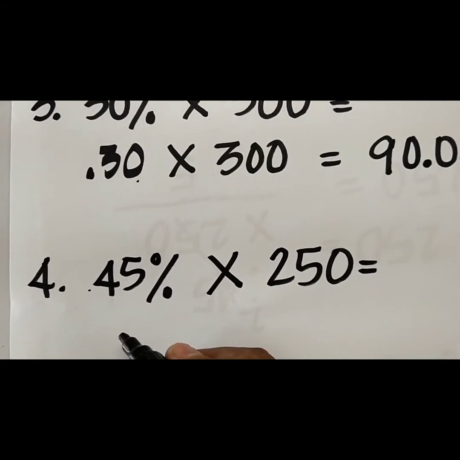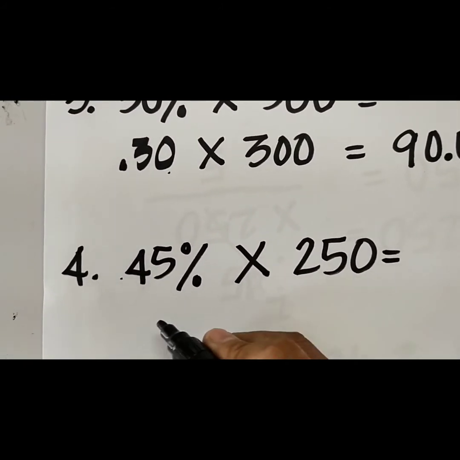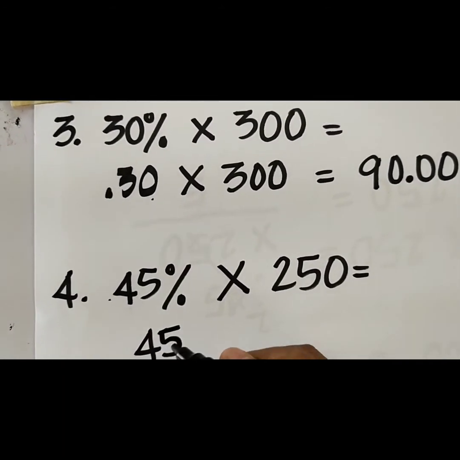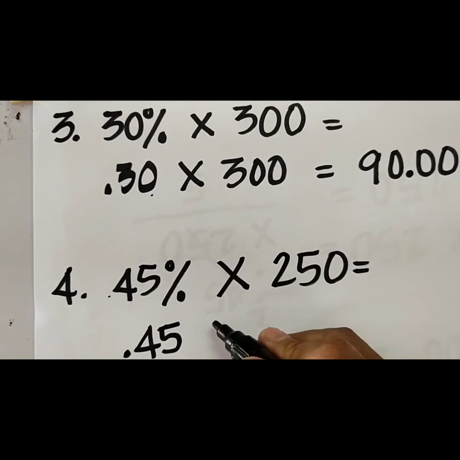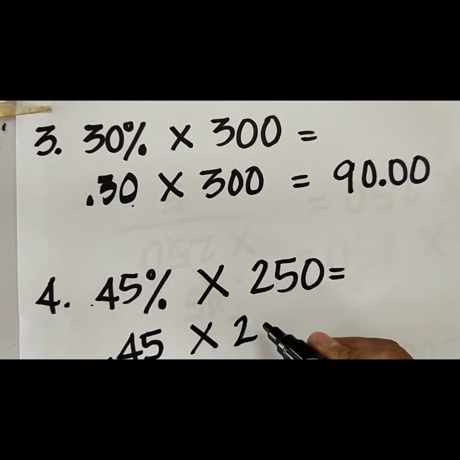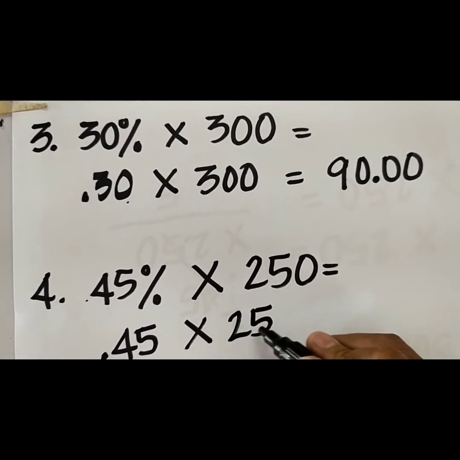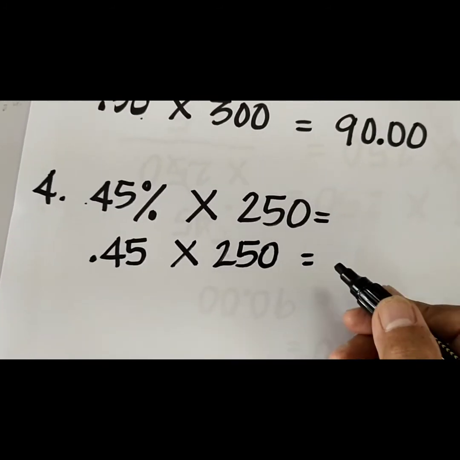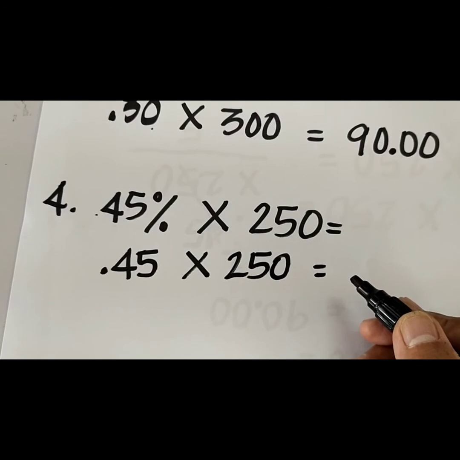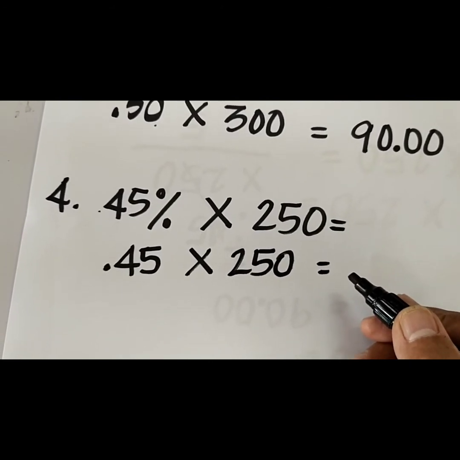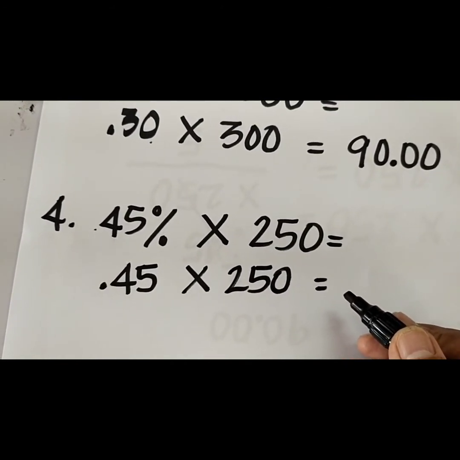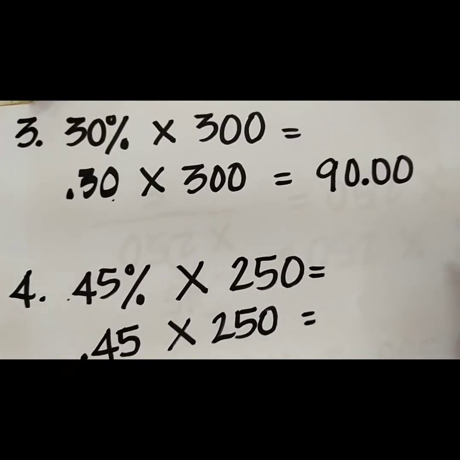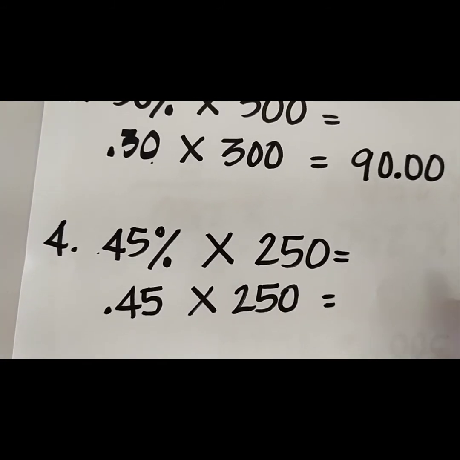45% times 250. So this will now become 0.45 or 45 hundredths multiplied by 250. So instead of multiplying 45 times 250, we'll only multiply 45 times 25. We will omit the 0 because we will just bring that to your final product.